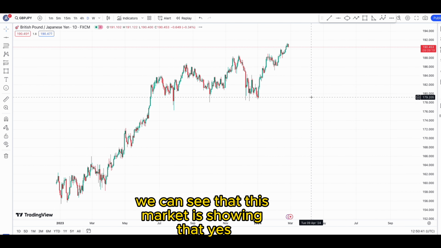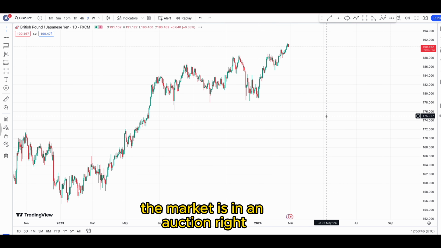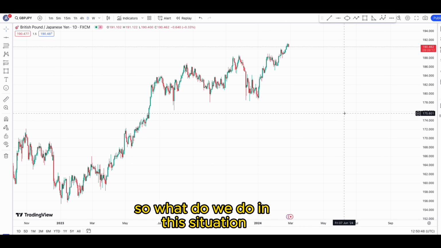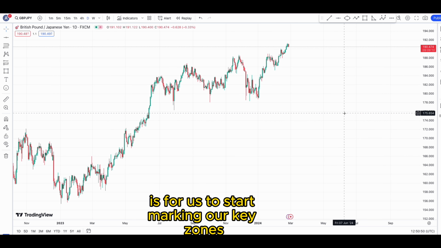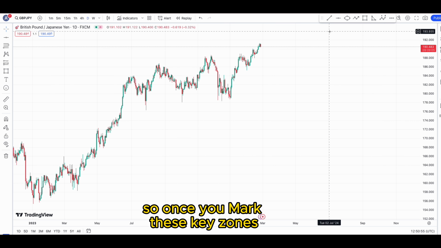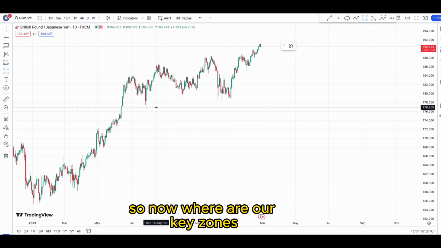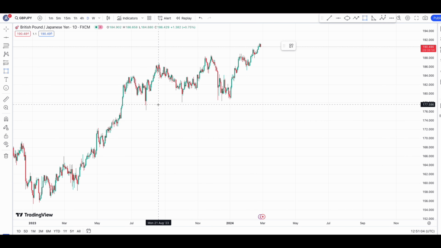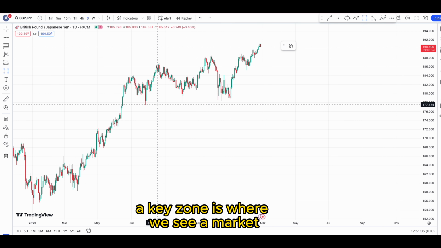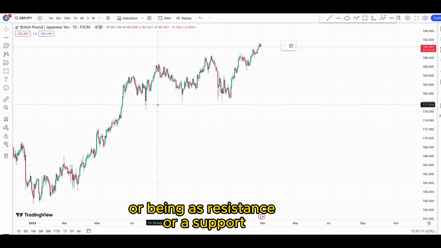We can see that this market is showing that yes, the market is in an uptrend, right? So what we do in this situation is start marking our key zones. Once you mark these key zones, you can use them to trade on any time frame. So now, where are our key zones? A key zone is where we see multiple touches of a market, either bouncing back or acting as resistance or a support for that particular market.